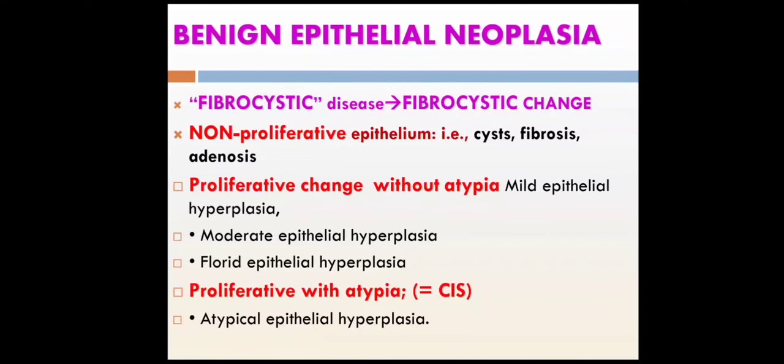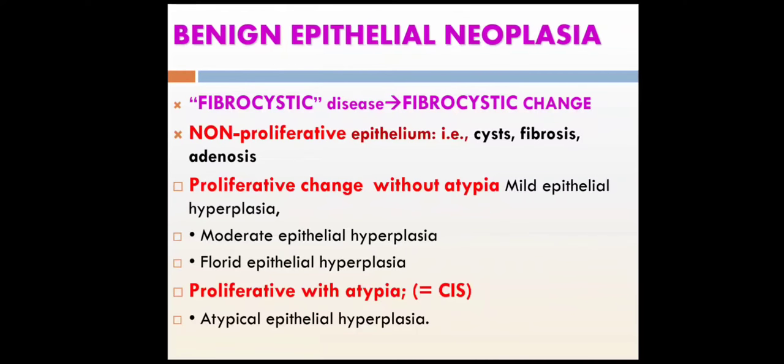of breast. In the proliferative change without atypia, mild epithelial hyperplasia, moderate epithelial hyperplasia and florid epithelial hyperplasia will be there. That is, there will be increase in the number of layers of cells. This bilayered epithelium will become stratified now. And the main thing is atypia won't be there here.